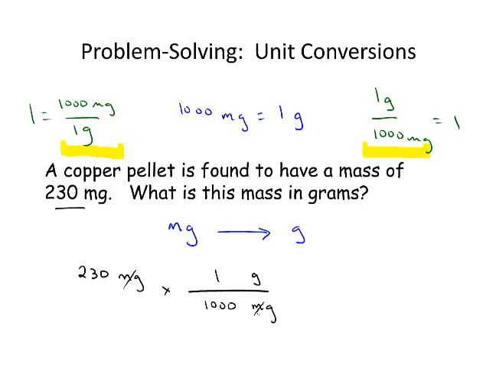I can then cancel the milligrams out, and I get an answer of 0.230 grams. Whatever you do to the numbers, you can also do to the units, so we can cancel just like we can cancel in cross division.